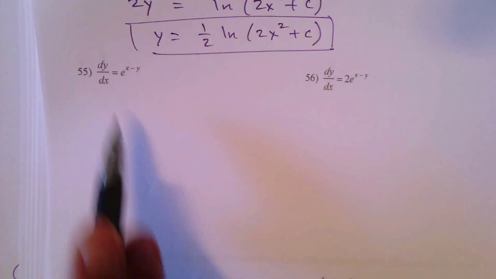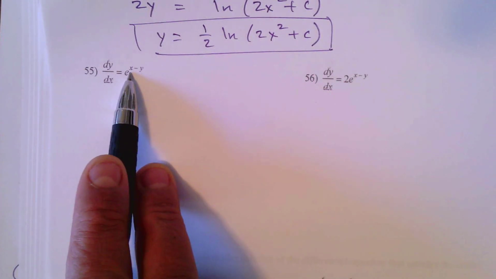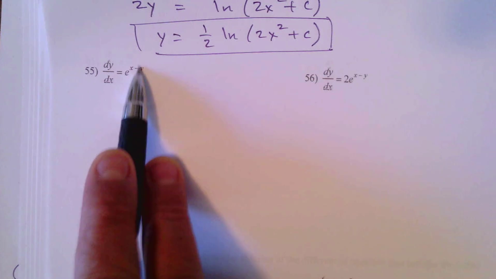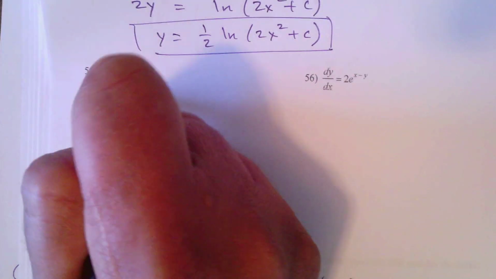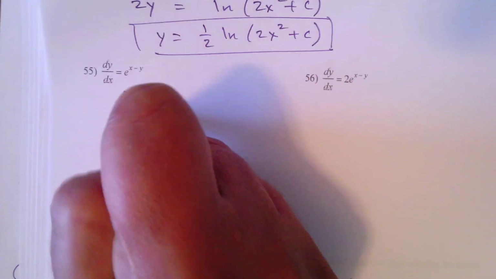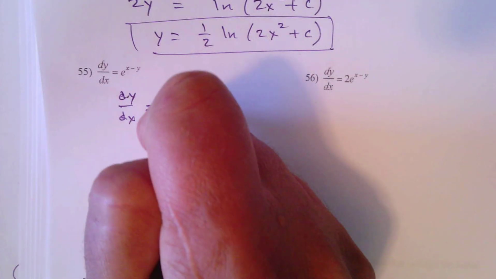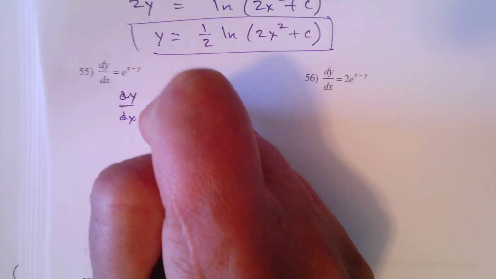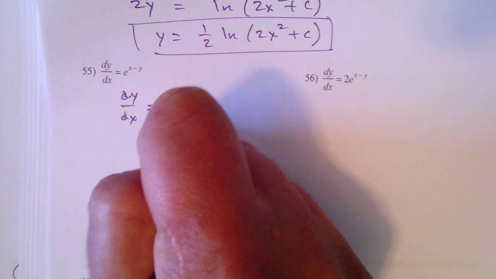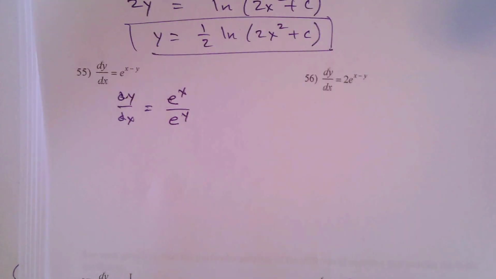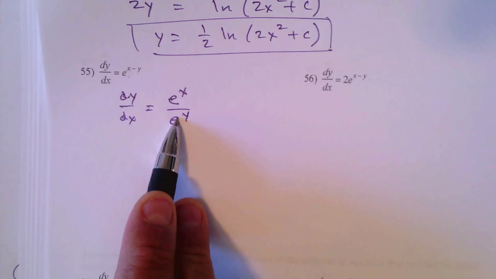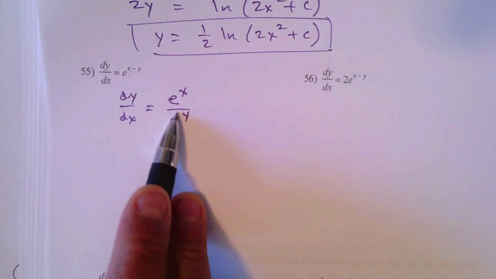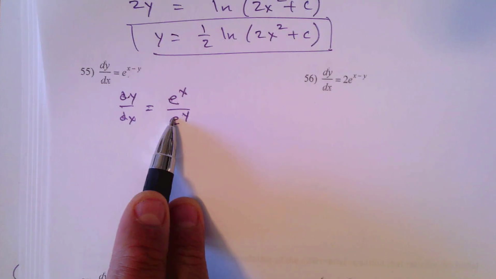Okay, 55. Here we have dy over dx is equal to e to the x minus y. So this one is a little bit tricky because the x and the y are both in the exponents of the e here. So the first thing we want to do is use the property of exponents to get these split apart. One way to write it is e to the x over e to the y. That's probably the easiest way, because subtracting exponents is the same as dividing two things that have the same base, so we can go the other way and write it as e to the x over e to the y.